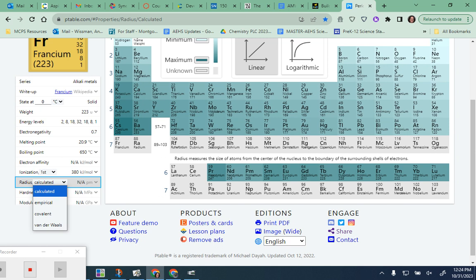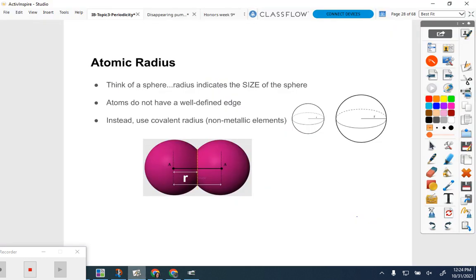So there are other ways that we can get at an atomic radius. You don't need to know all those different ways. You just need to understand that the distance between the nuclei is one way that we can get at it, and that it can be complicated. Okay. All right.